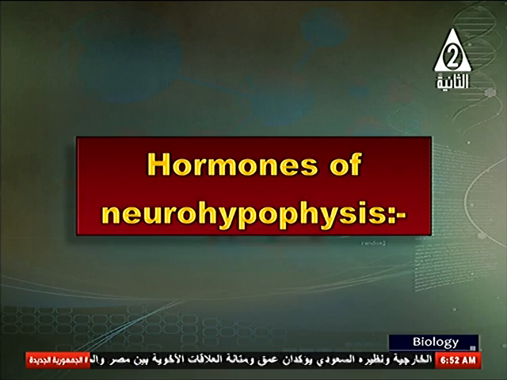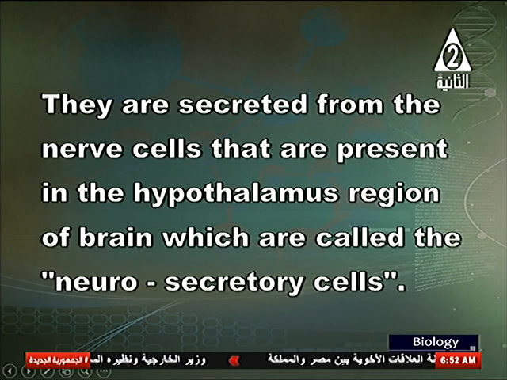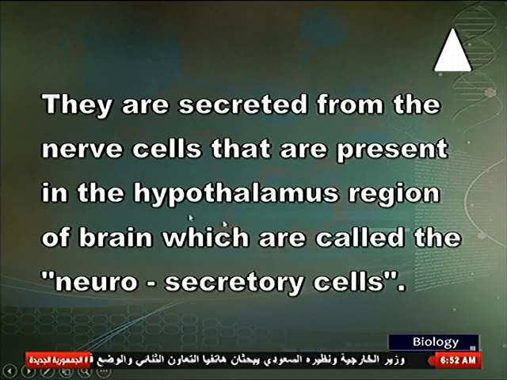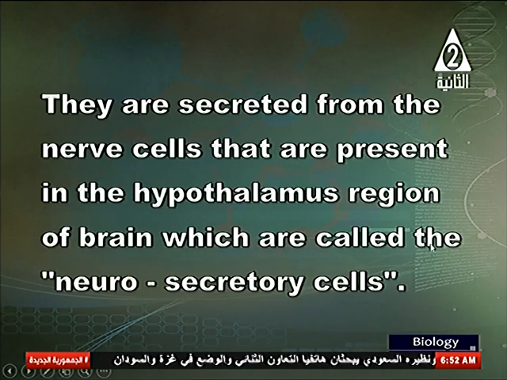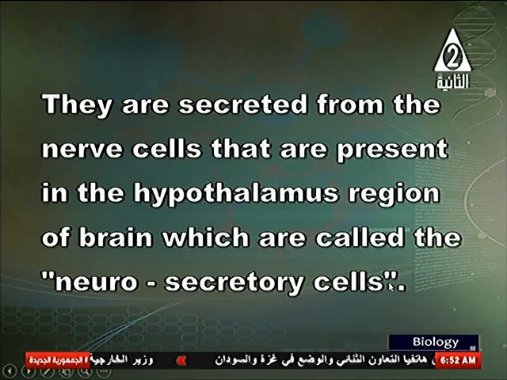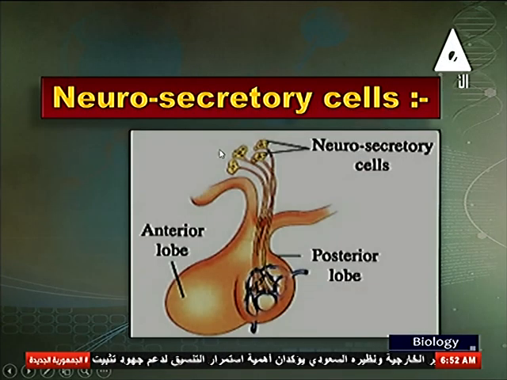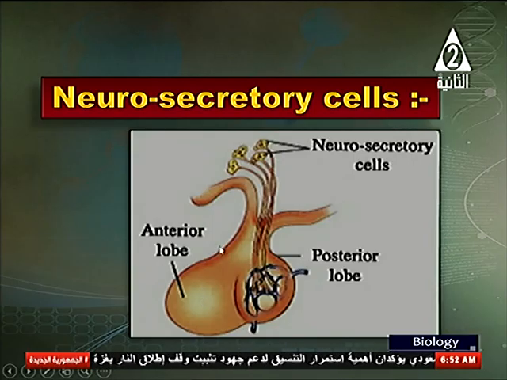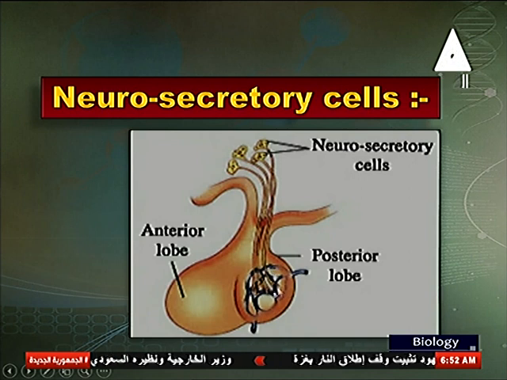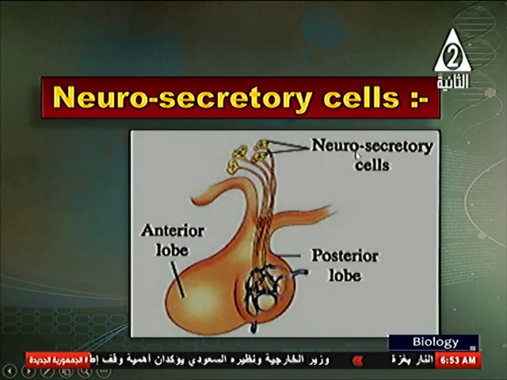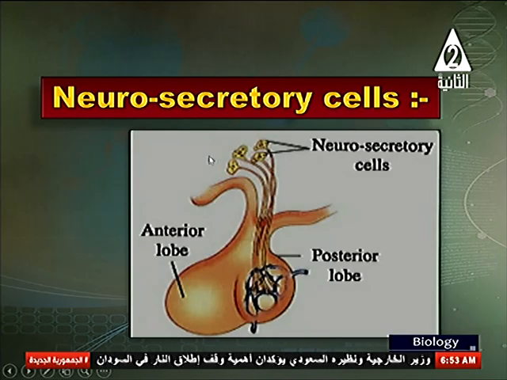Now we will study the hormones of the neurohypophysis part of the pituitary gland. They are secreted from the nerve cells present in the hypothalamus region of the brain, which are called neurosecretory cells. So we call them neurohormones. The anterior lobe secretes adenohypophysis hormones, the posterior lobe secretes neurohypophysis hormones, and these are secreted by neurosecretory cells in the hypothalamus.